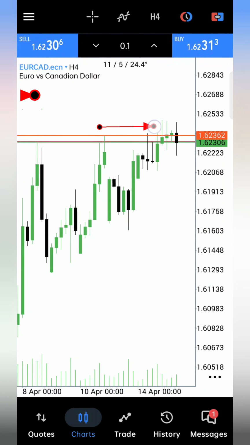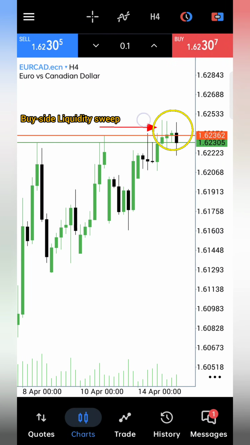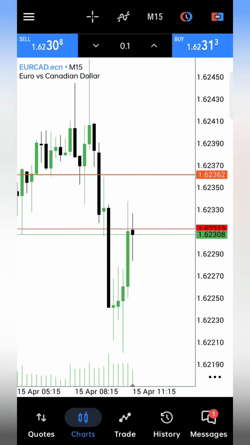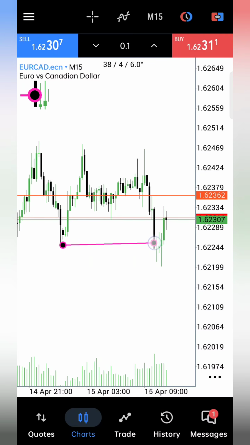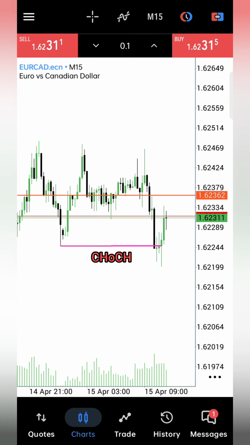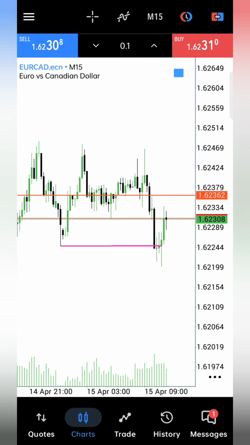So as you can see here, the market has swept the buy-side liquidity to the upside. Liquidity is defined by stop losses. Where the stop losses exist is where the liquidity also exists. After sweeping the buy-side liquidity, the price instantly moves downward, and on the lower time frame, it breaks the most recent lower high, creating a change of character. Now you can see that, due to the change of character, an order block has formed here.